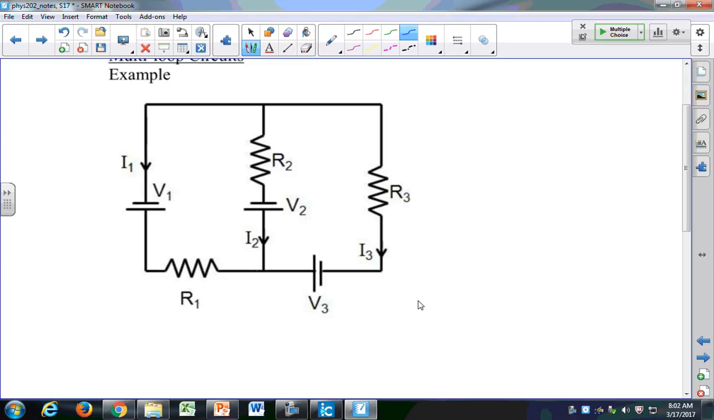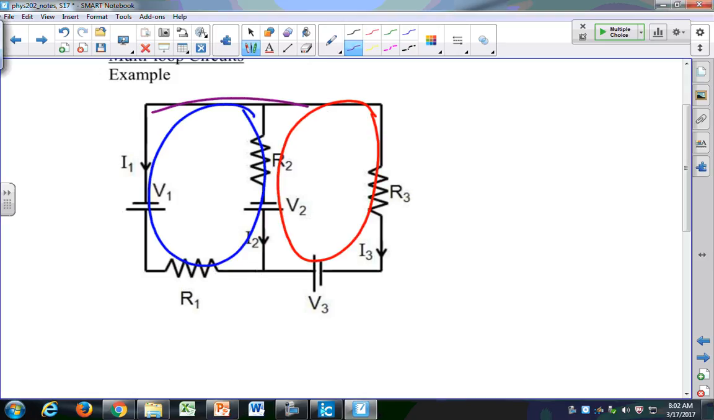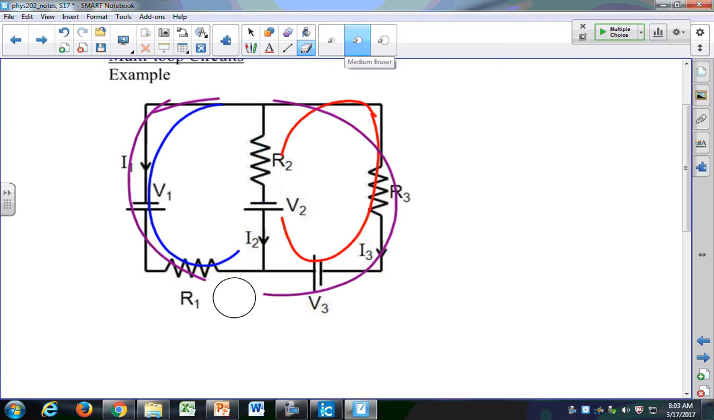Let me show you. So you have the left loop, the right loop, and the big loop. You got this loop. You got this loop. That's a closed loop. And then you also have this loop. So we have three distinct loops, so we can write the loop rule for three of those loops. We can also write the junction rule.